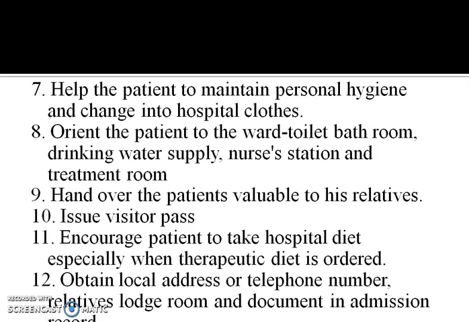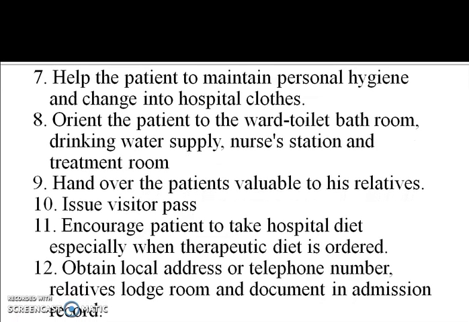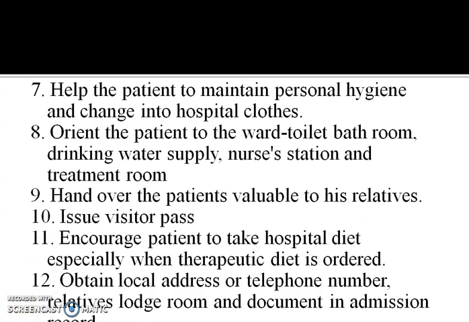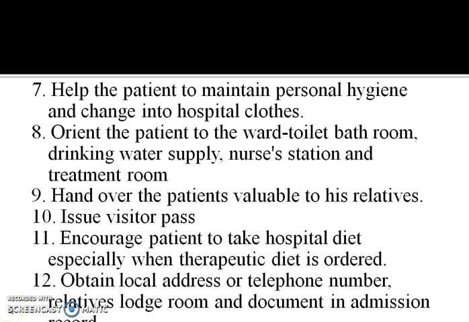Then next is obtain local address or telephone number, relatives' lodging room, and document in admission record. So this is another thing. The staff nurses need to keep a record about the patients. The patient details need to be kept along with the admission book itself, or in the file itself. In front, they have to write the local address and telephone numbers. So one or two close relatives' personal numbers, you can write down and keep, so that you can contact the relatives at any time.